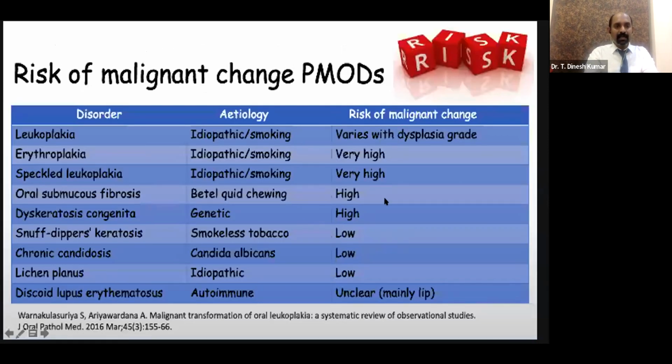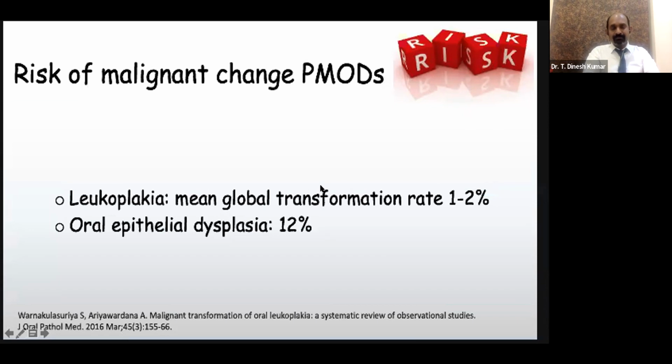Now, if you see this slide, you remember the ones which I put on the left side: leukoplakia, erythroplakia, speckled, and oral submucous fibrosis. The risk of malignant change of all these is very, very high. But for the other ones on the right side of the slide, it is low. So these are the lesions which are very, very important and need to be addressed at a very, very early stage. Okay. So what is the rate of these malignant changes?